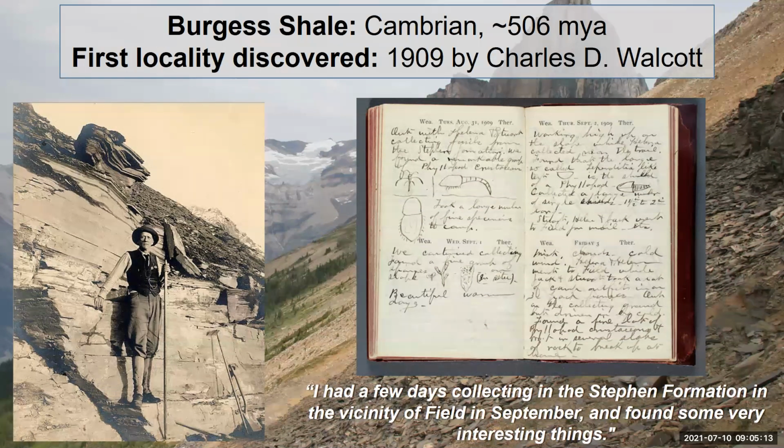Below that is what I think has become a relatively famous quote from Walcott, in a letter that I believe was addressed to a colleague of his at the University of Toronto. What he wrote was, "I had a few days collecting in the Stephen Formation, which is the formation in which the Burgess Shale is, in the vicinity of Field in September, and found some very interesting things." It's nice and succinct, but it's a nice quote.